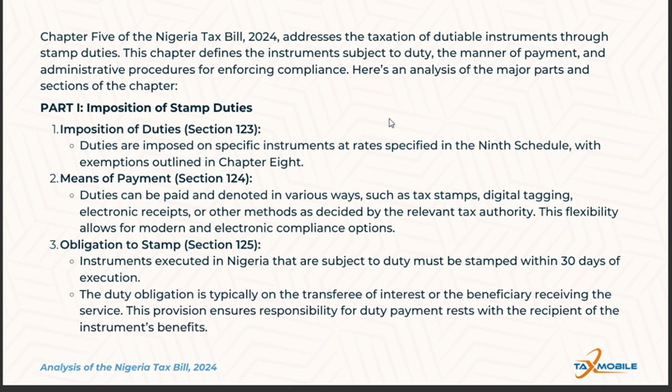Now, with respect to obligation to stamp under section 125, instruments executed in Nigeria that are subject to duty must be stamped within 30 days of their execution. The responsibility for payment of the duty typically falls on the transferee of interest or the beneficiary of the service. Now, this provision ensures timely compliance and prevents disputes about who bears the responsibility for duty payment.